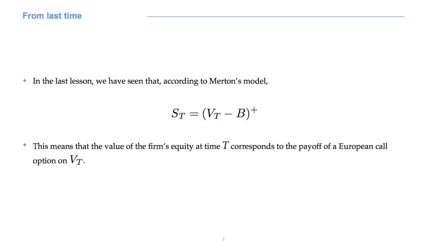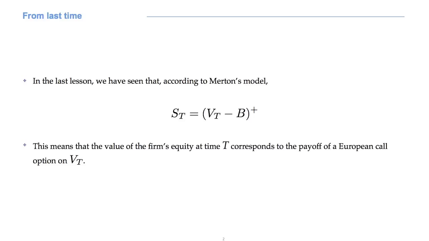Okay, let's start. Last time we have seen the basics of Merton's model. We have seen that according to that model, the value of equity at maturity is equal to the payoff of a European call on V_T, the market value of the company's assets.